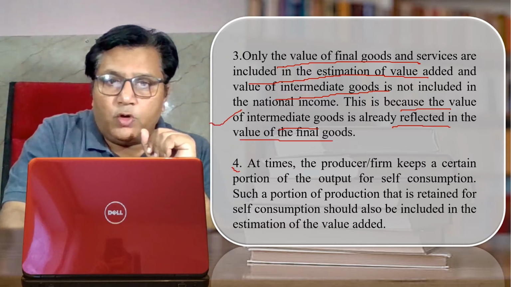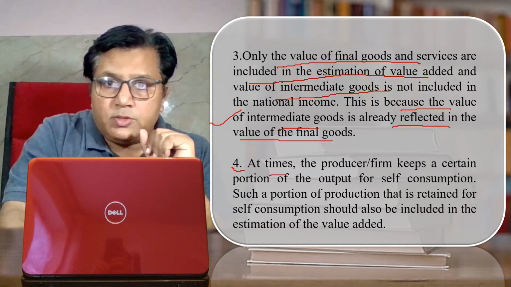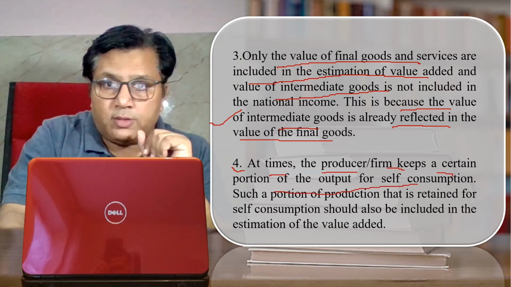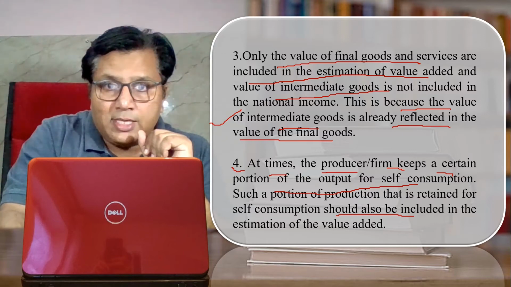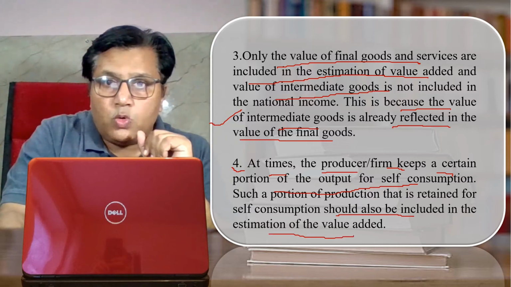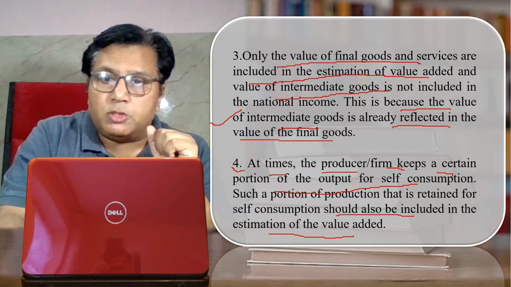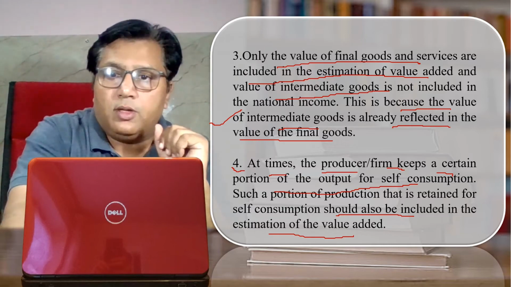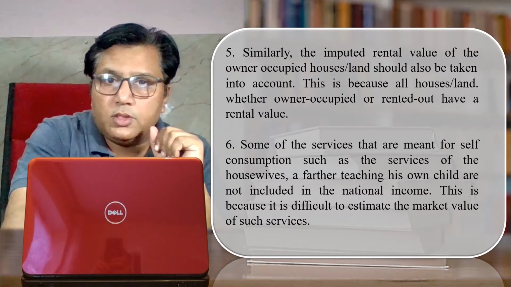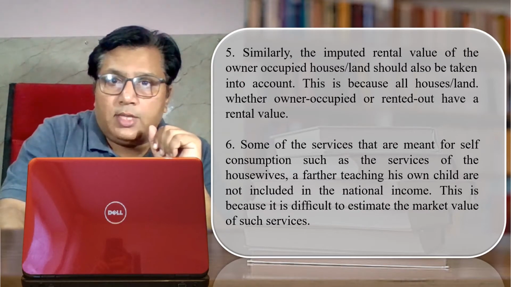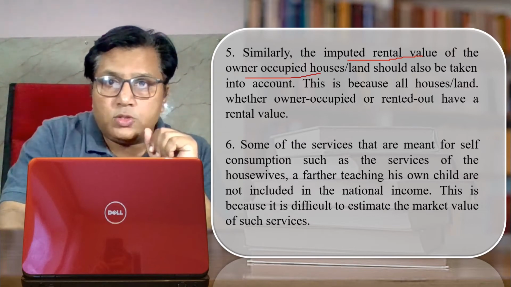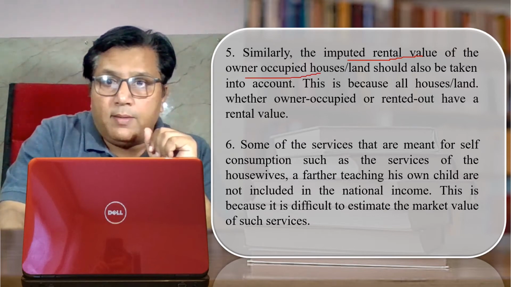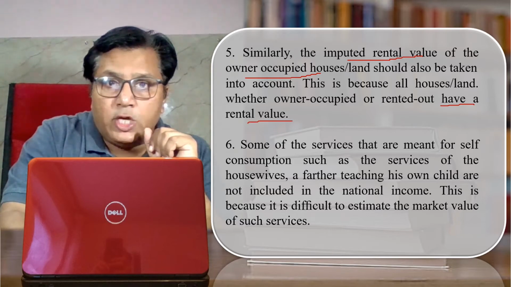Clear? The fourth precaution is, at times the producers or the firm keep a certain portion of the output for self consumption. Such goods should be included in the estimation of national income. It means that the goods which the producers are keeping for self-consumption should also be considered. That is the fourth precaution. Fifth precaution is the imputed rental value of the owner occupied house should be considered. Why? Because it has a rental value.